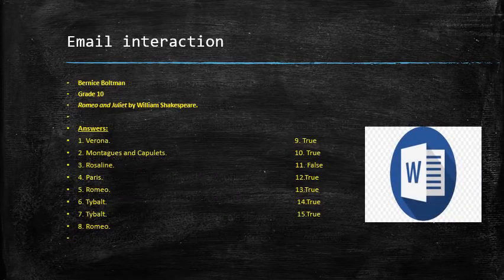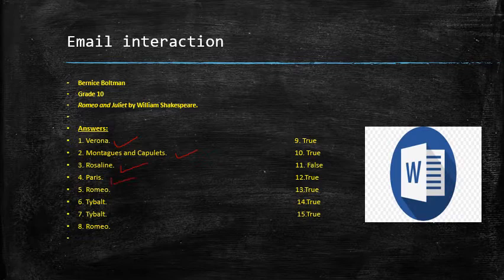A learner sent me a Word document via email, and these are her answers. Let's go through your answers. The first answer was Verona, and that is correct. The second answer was Montagues and Capulets. You're correct. Number 3 was Rosaline. Number 4 was Paris. Unfortunately, you got number 5 incorrect. The correct answer was Romeo, Montague, and Benvolio. So that one is wrong.